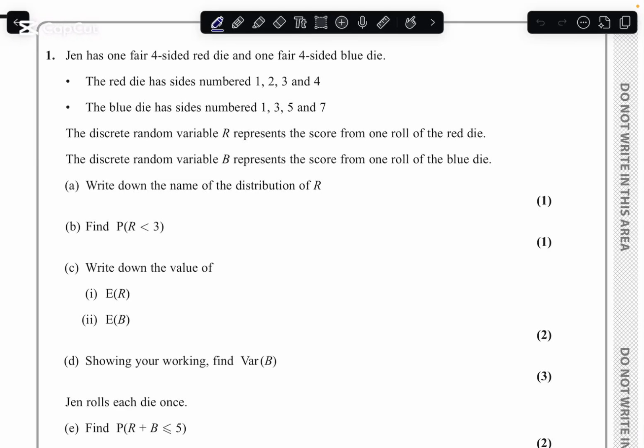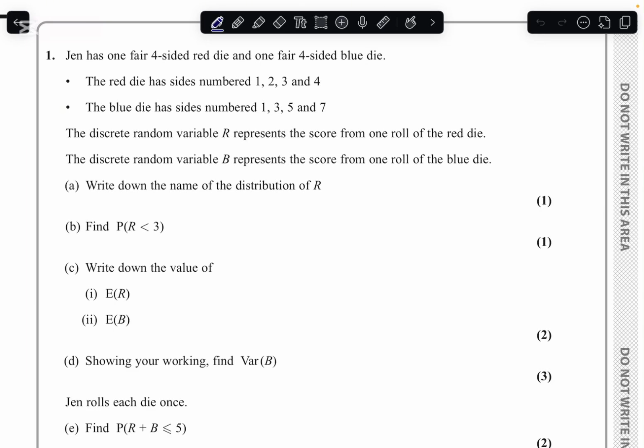Question 1 of the January 2025 S1 paper says Jen has one fair four-sided red die and one fair four-sided blue die. The red die has sides numbered 1, 2, 3, and 4. The blue die has sides numbered 1, 3, 5, and 7. The discrete random variable R represents the score from one roll of the red die. The discrete random variable B represents the score from one roll of the blue die.